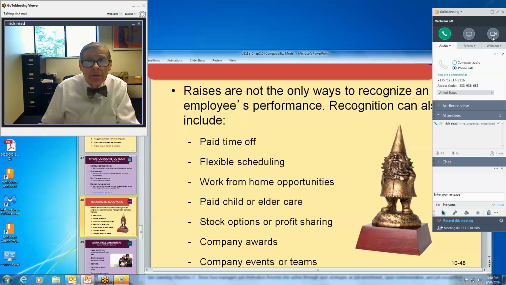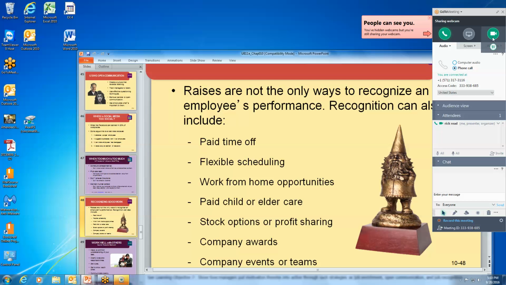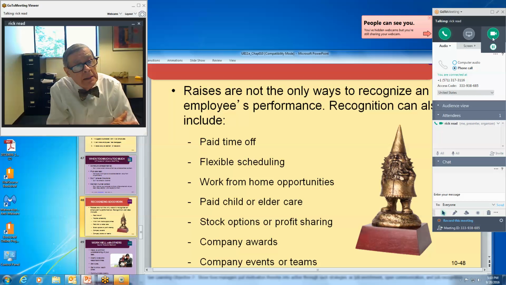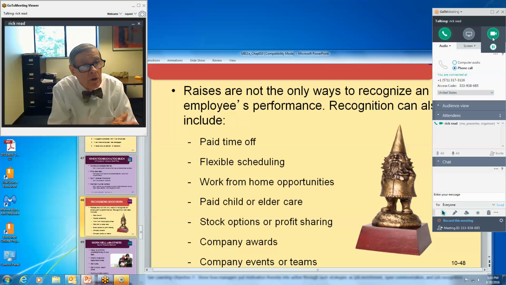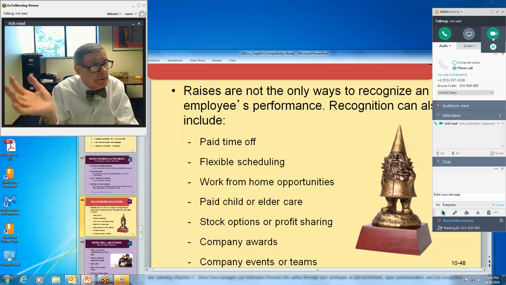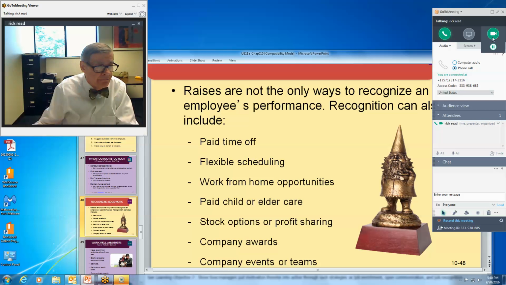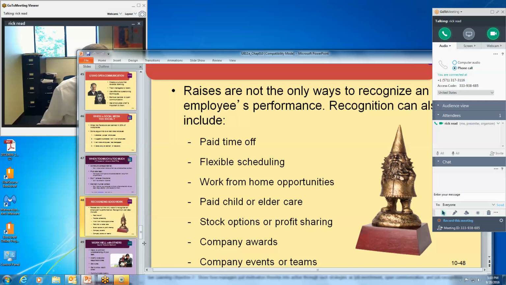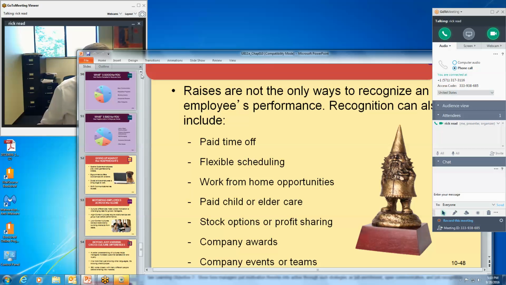Notice here the benefits that employees get, or perks, if you will. Pay is not the only thing to be considered. Flexible scheduling, paid time off, stock options, child care, etc. And those are all things that can and do, in some instances, motivate employees.